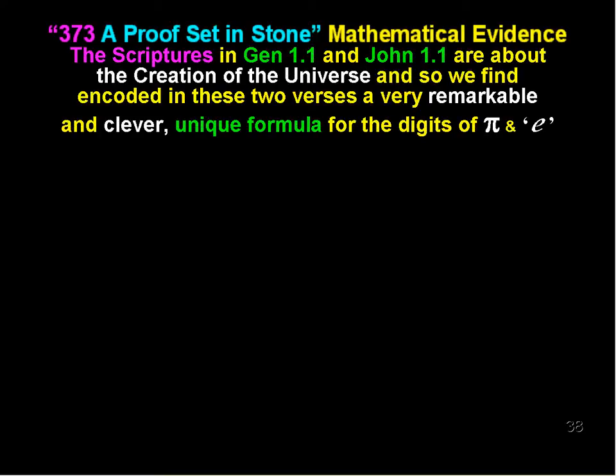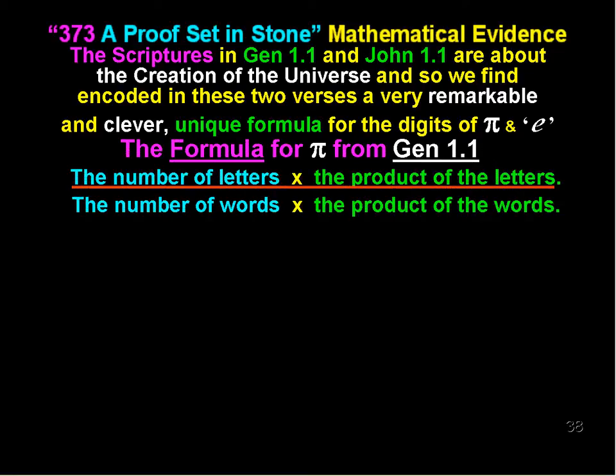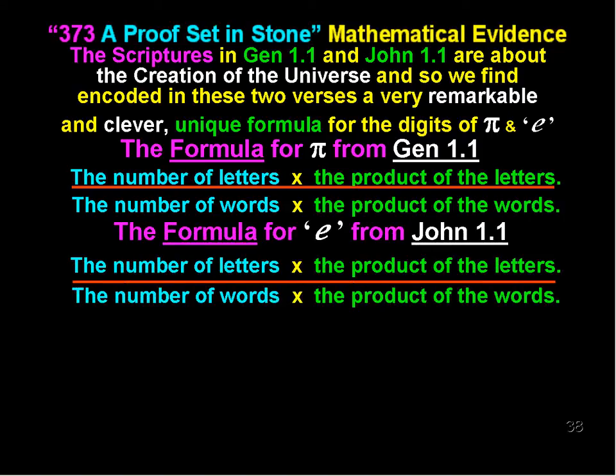The scriptures in Genesis 1 verse 1 and John 1 verse 1 are about the creation of the universe, and so we find encoded in these two verses a very remarkable and clever unique formula for the digits of pi and e. The formula for pi from Genesis 1:1: the number of letters times the product of the letters divided by the number of words times the product of the words. The formula for e from John 1:1: the number of letters times the product of the letters divided by the number of words times the product of the words.